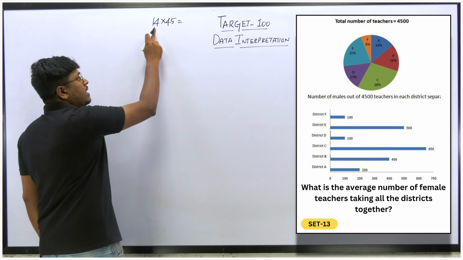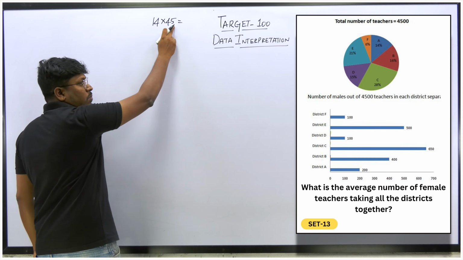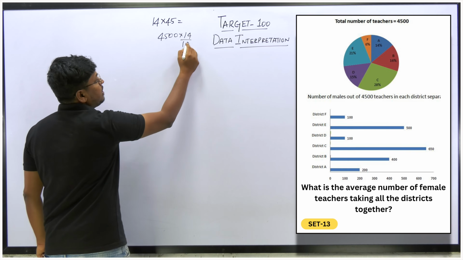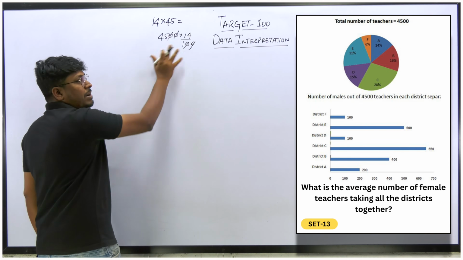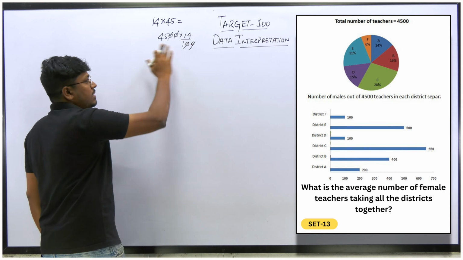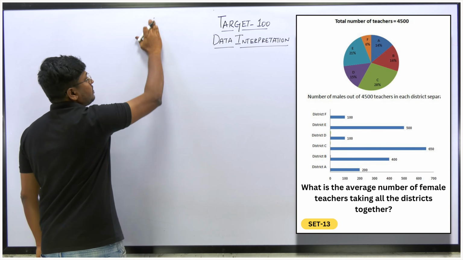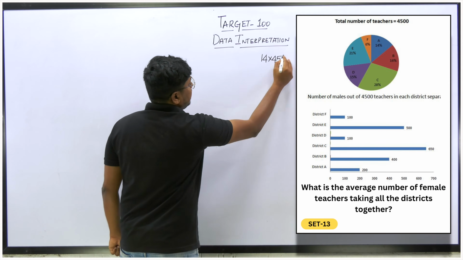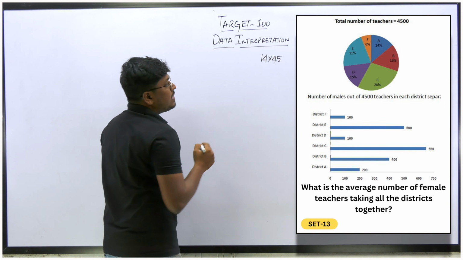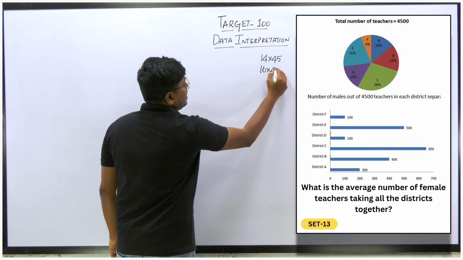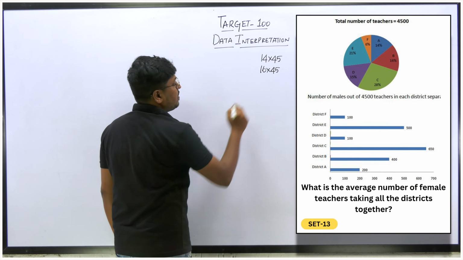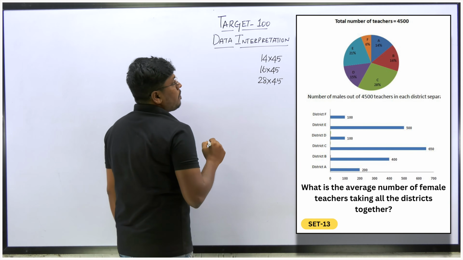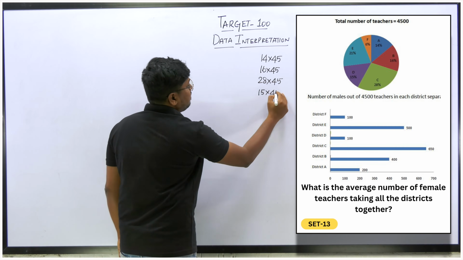So friends, understood or not? We need to find for 4,500 what is 14%. Better you can write 14 into 45, that is enough. So first I can write 14 into 45 for district A. District B, how much percentage? 16 into 45 for district B. District C will be 28 into 45, 15 into 45.